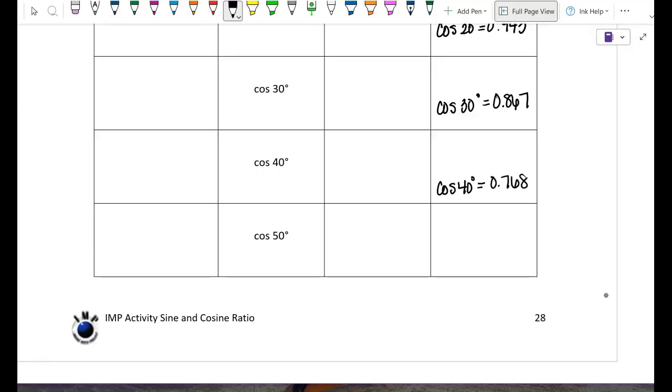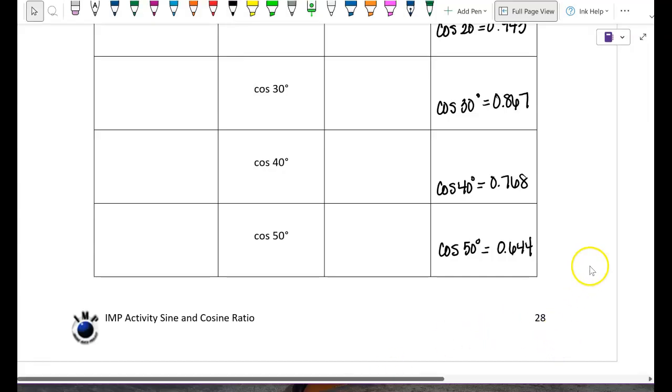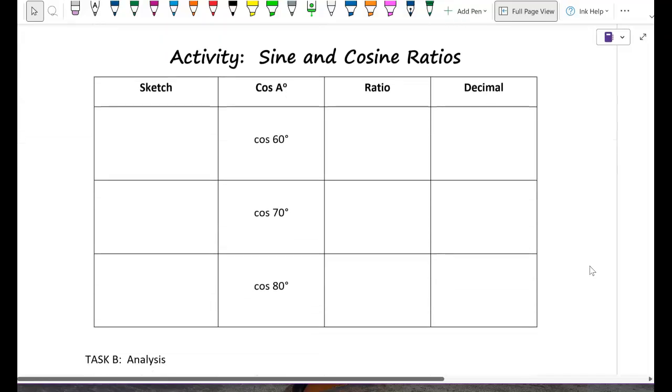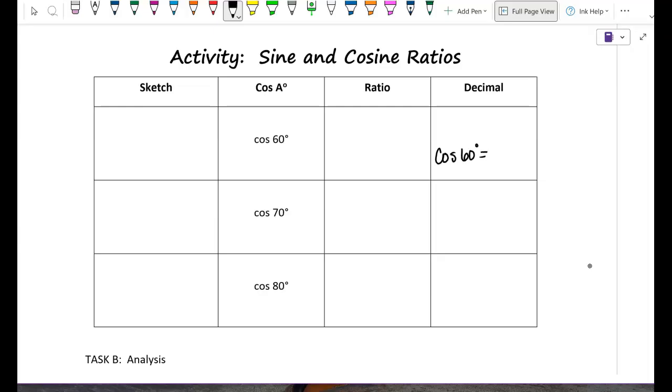0.768. And Alex and Layla, the cosine of 50 degrees? 0.644. All right, Mr. Mendoza, the cosine of 60 degrees? 0.500. All right, Ariana, the cosine of 70 degrees? 0.344.